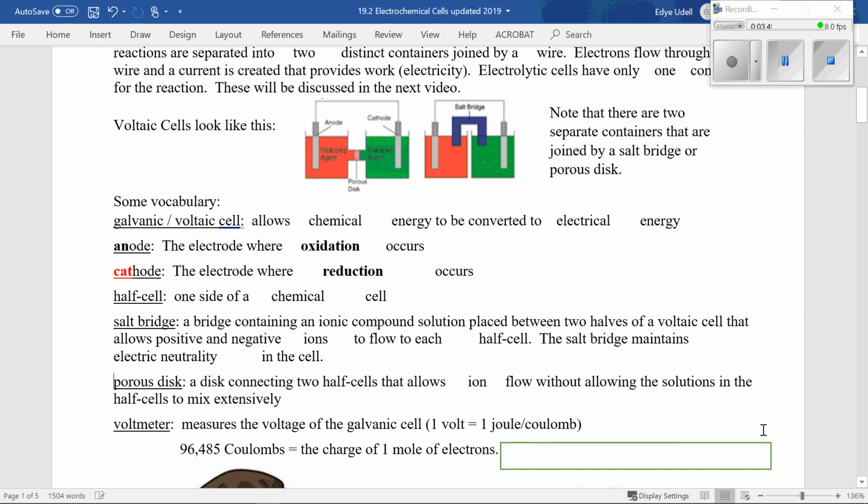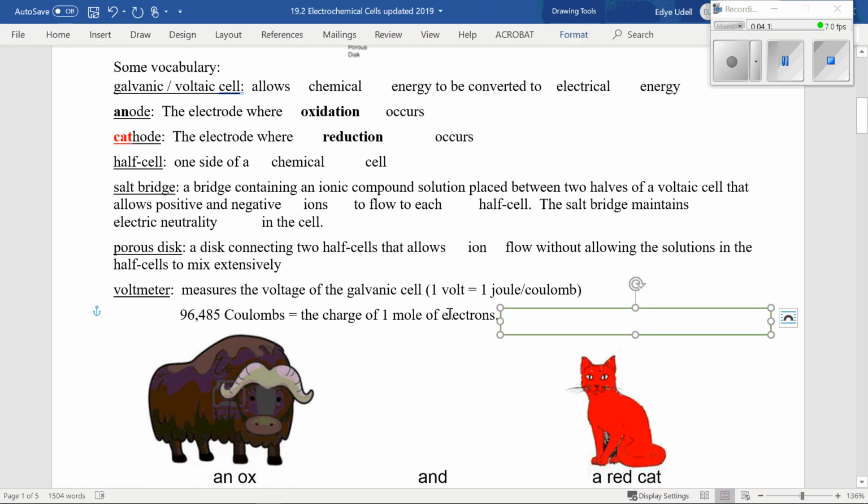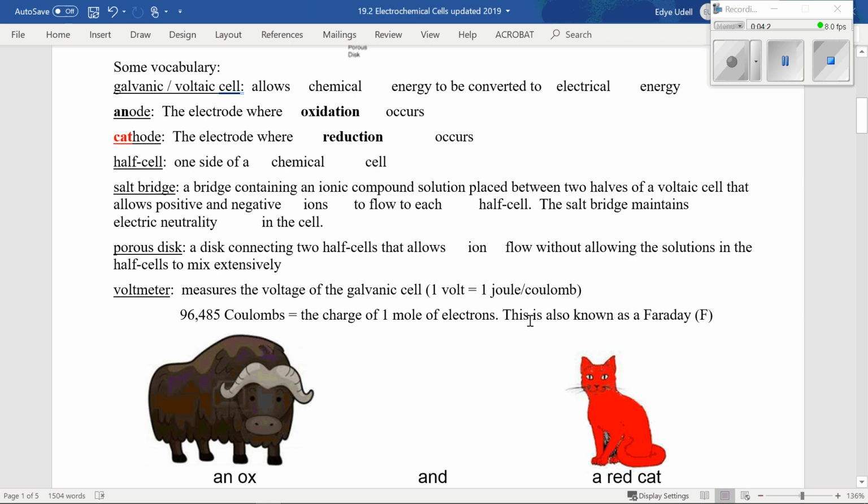And a voltmeter is something that is used to measure the voltage of a galvanic cell. And I gave you this unit here. A volt is a joule per coulomb. A coulomb is a charge unit. So a volt is energy, because joules are energy, per unit of charge. So energy per charge is a volt. And 1 mole of electrons has the charge of 96,485 coulombs. That is also known as a Faraday. So when we say a Faraday, we are talking about a mole of electrons. We're actually talking about the charge of a mole of electrons.